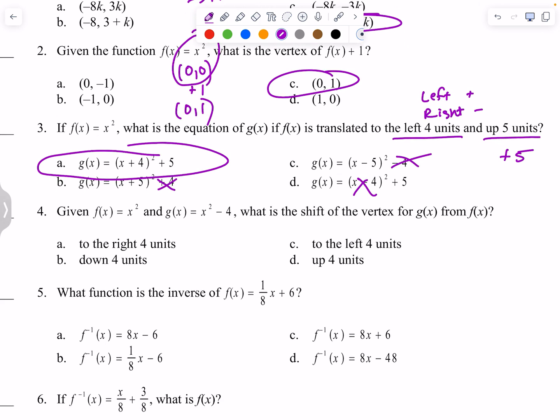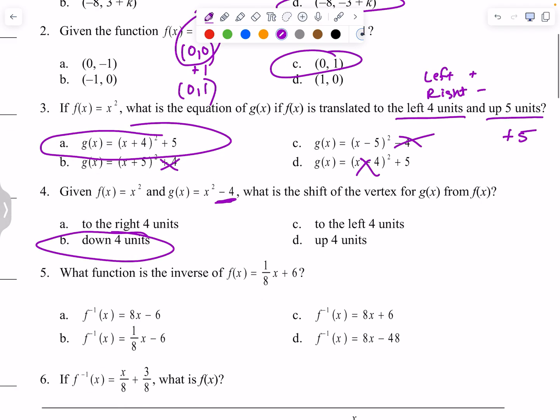What is the shift from 4g of x from f of x? It's outside, so it's up or down, so down 4.